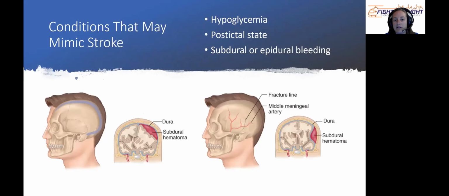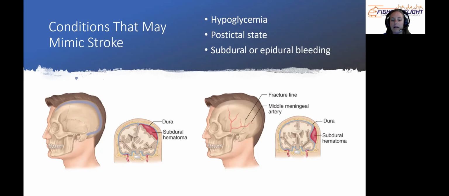Okay, other things that may look like a stroke. Hypoglycemia, low blood sugar. We'll learn about that in the next couple chapters, but remember, if the brain doesn't have the right amount of glucose, it's not going to function properly, so it may look like a stroke. Postictal state is what happens after a seizure. Again, may look like a stroke. The brain's deprived of oxygen, not functioning as it's supposed to.